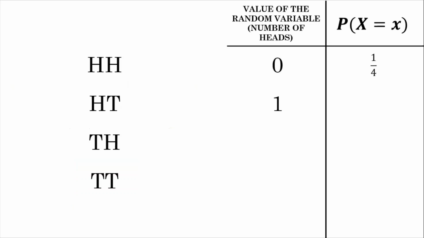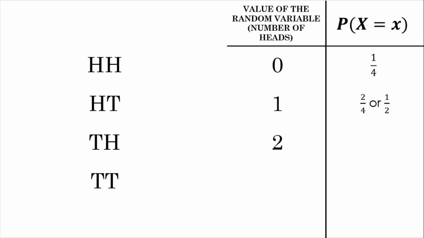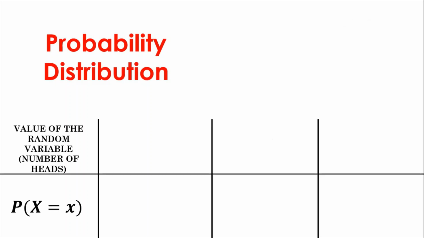For 1 head, or x equals 1, this happens 2 out of 4 outcomes, so the probability is 2/4 or 1/2. For 2 heads, or x equals 2, this happens only 1 out of 4 outcomes, so the probability is also 1/4. In conclusion, this is now how the probability distribution of tossing 2 coins looks like as a table.